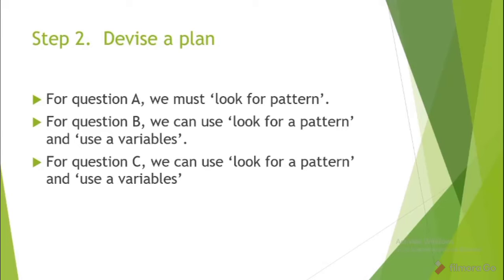So, devise a plan. A, must look for a pattern. And B, must look for a pattern and use a variable. And C, sa question C, we can look for a pattern and use a variable. So, kung mapapansin ninyo, sa question B, unlike dun sa earlier question natin, hindi na siya draw a picture. Look for a pattern na agad siya because malaki po yung perimeter nito. Unlike sa square na 4 lang yung perimeter, dito magiging 8 na siya. Kaya mahirap natin siyang i-drawing or hanapin isa-isa. So, we must start looking for a pattern na siya agad.